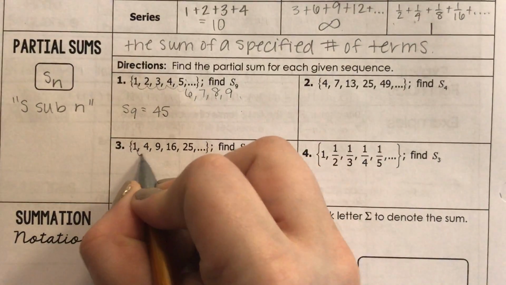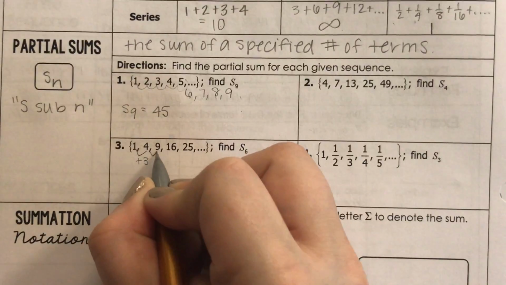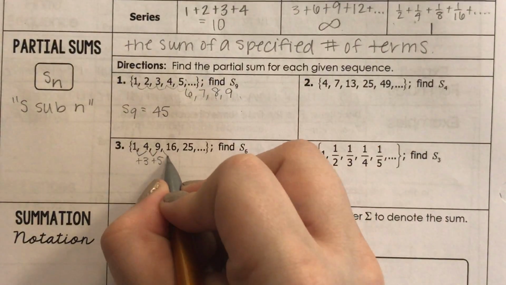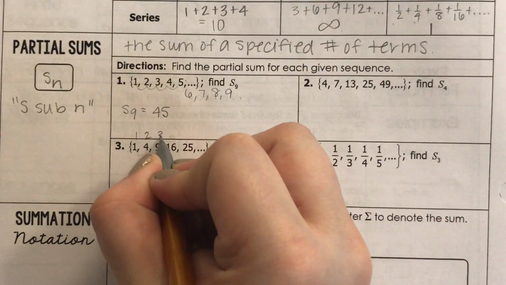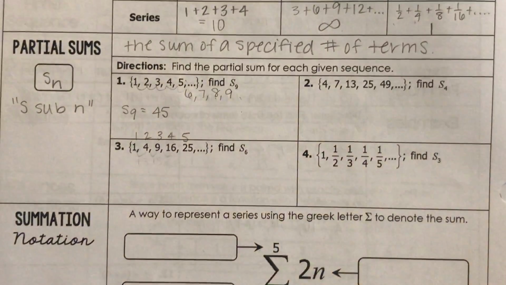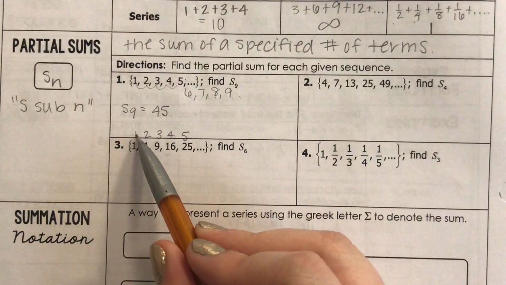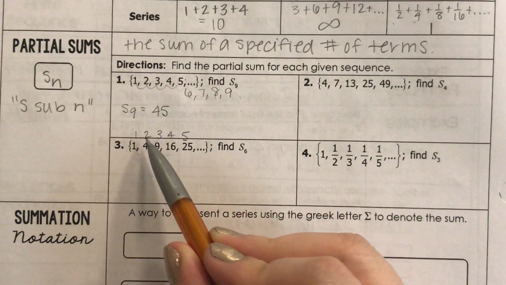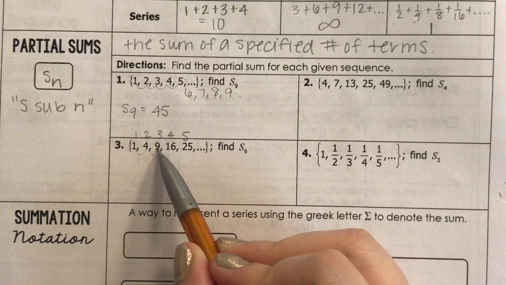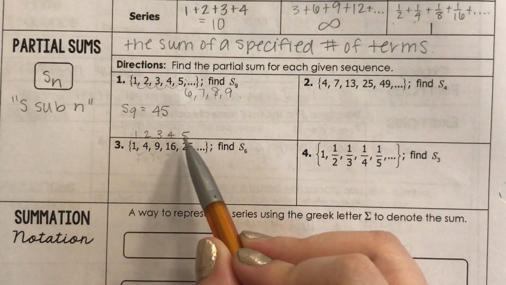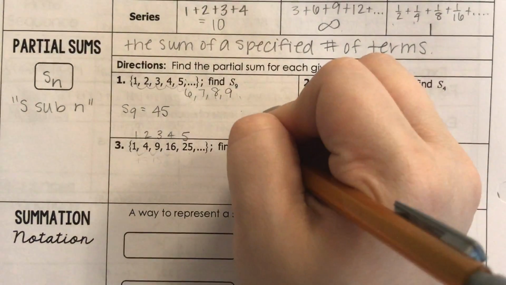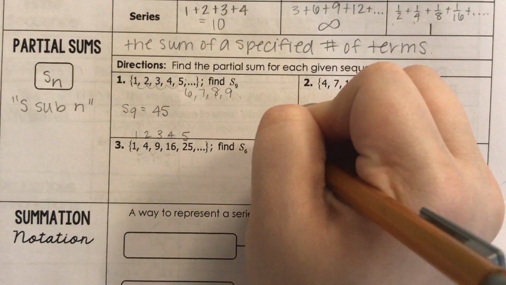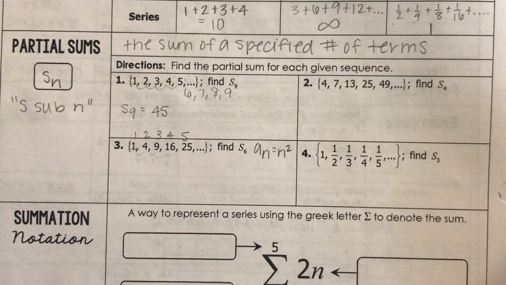So let's do this one, number 3. What's the pattern here? Well, this is going up by 3, up by 5. You know what's even easier than that? Let's list them as terms. So 1, 2, 3, 4, 5. I'm seeing a pattern right away. 1 squared is 1, 2 squared is 4, 3 squared is 9, 4 squared is 16, 5 squared is 25. So we know that the sequence is n squared, right? We're just squaring the numbers.